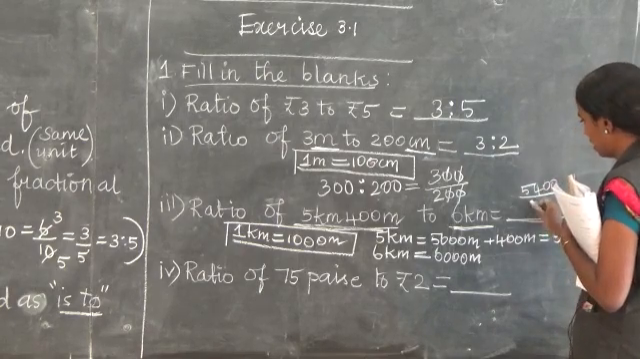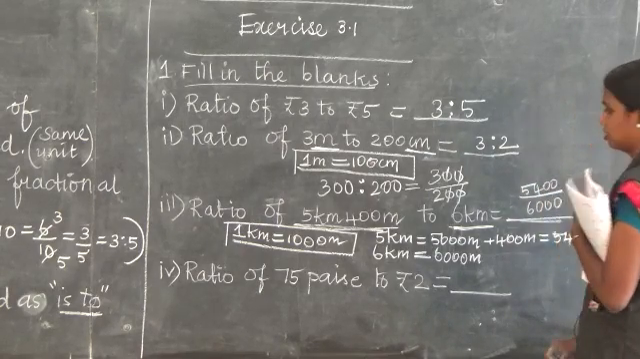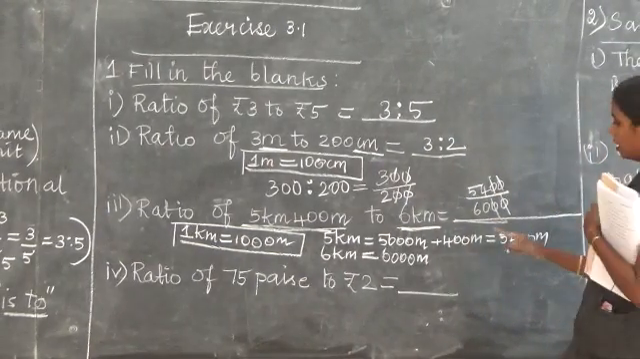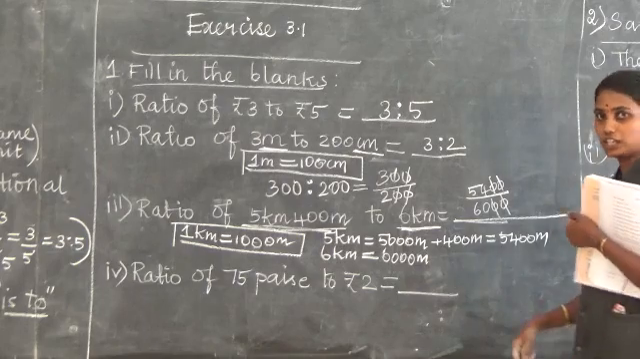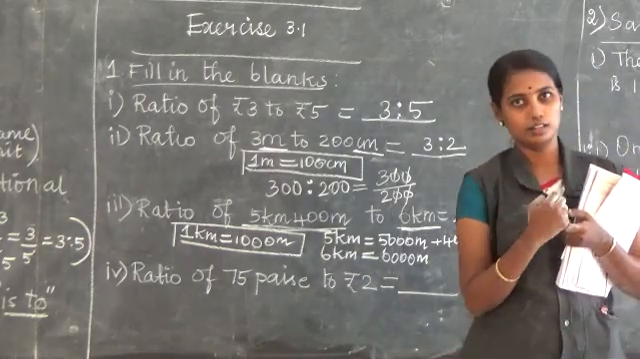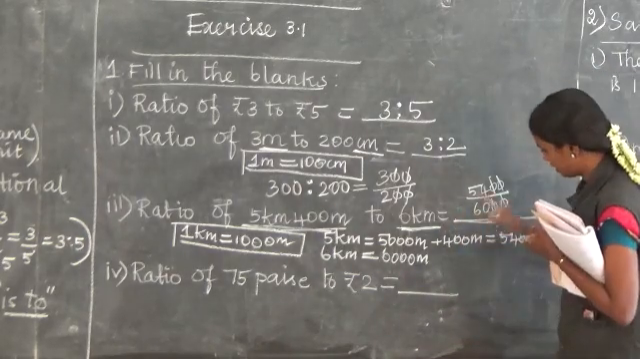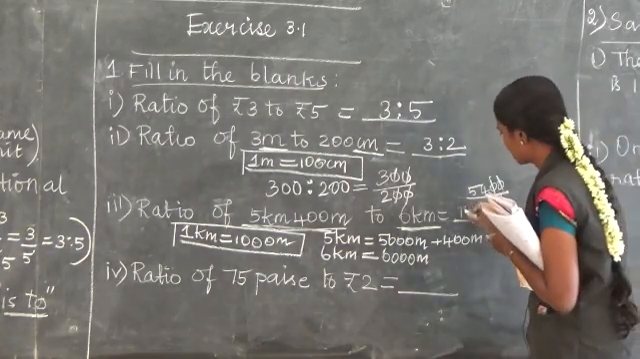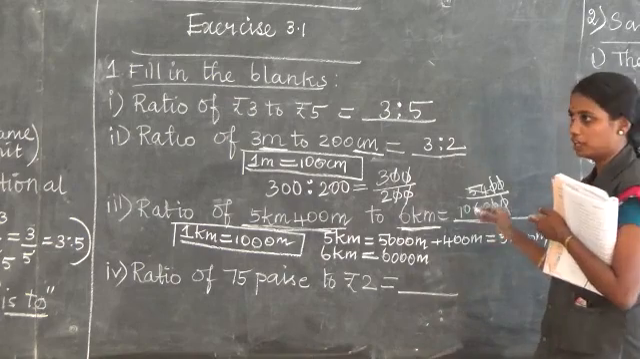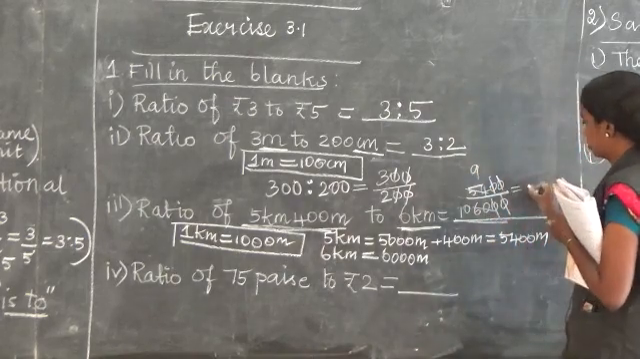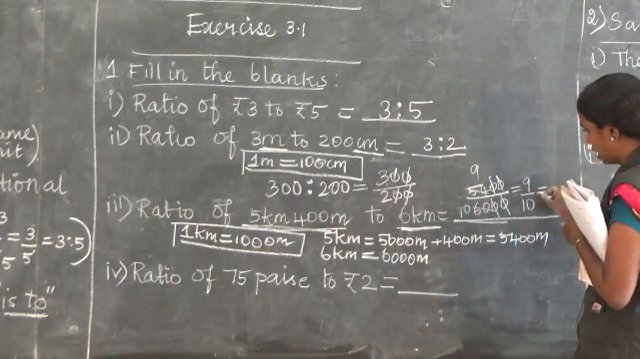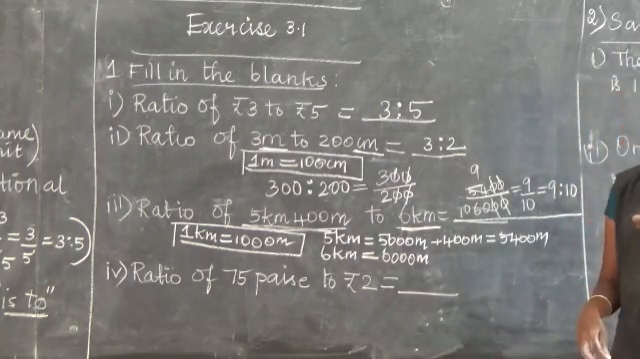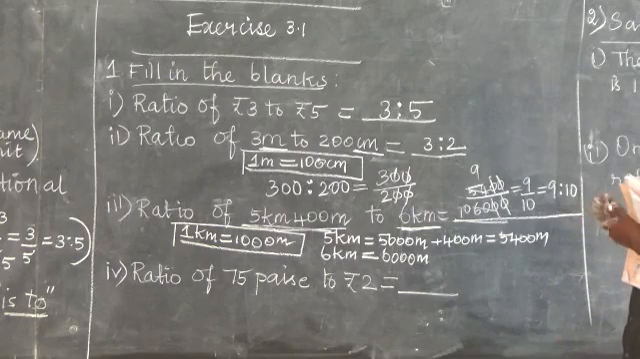5400 divided by 6000. The zeros, I cancelled. Now 60 is there, 54 is there. Do you all know the 6 table? Here it is very easy. In the 6 table, how many times will 60 come? 10 times. Here 54, how many times? 9 times. The answer is 9 by 10. 9 by 10 can be written as 9 is to 10.